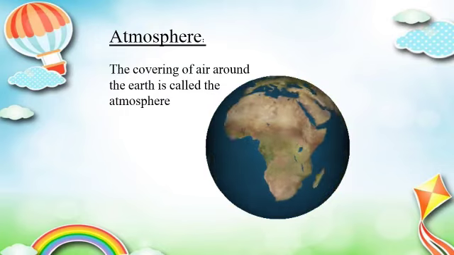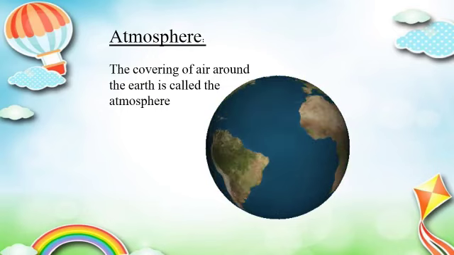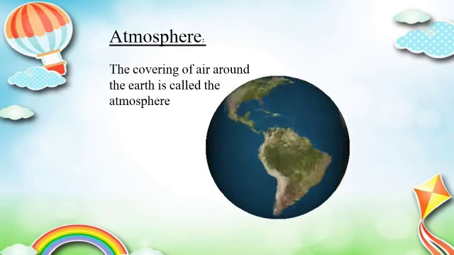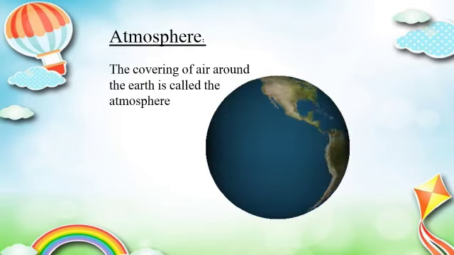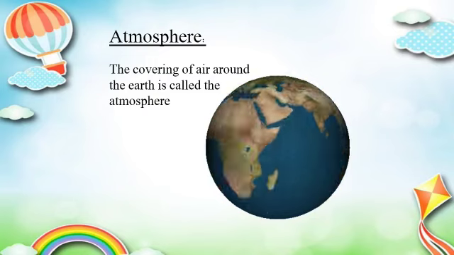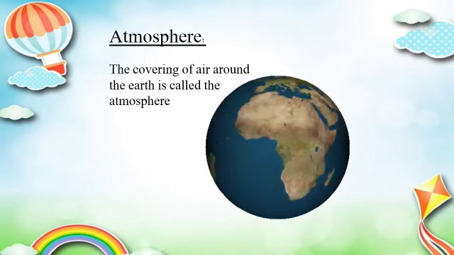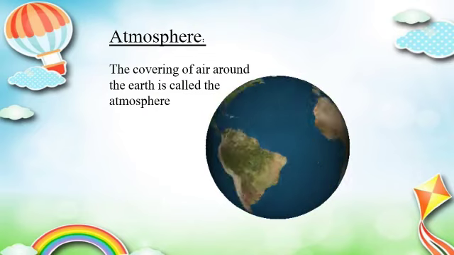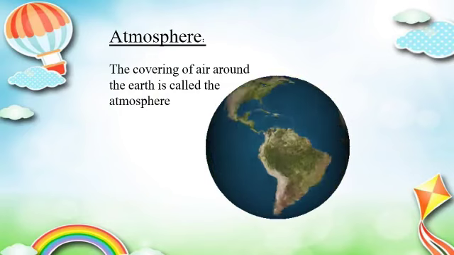As we go away from the earth, the layers of air become thinner. That is, the layers of air closest to the earth are very close to each other, while the ones at higher levels are not so close. The air at greater heights is rare. That means the air becomes thinner and thinner as we go higher and higher.